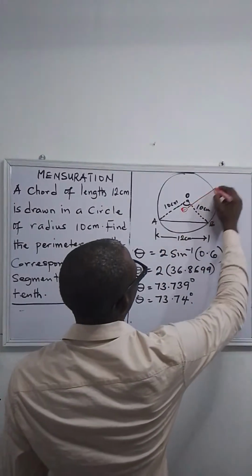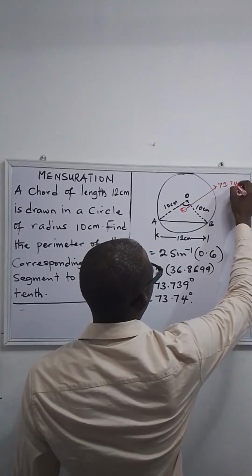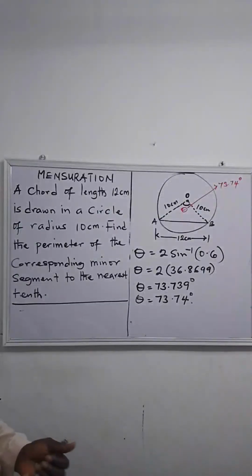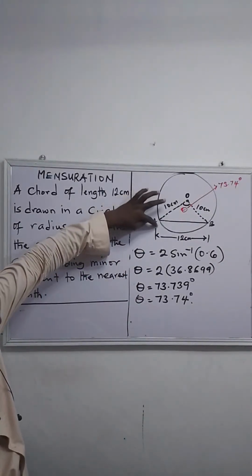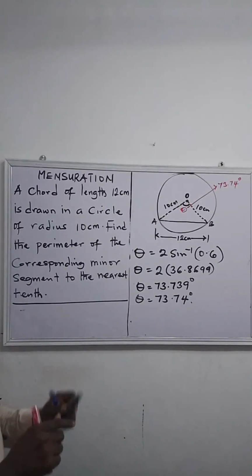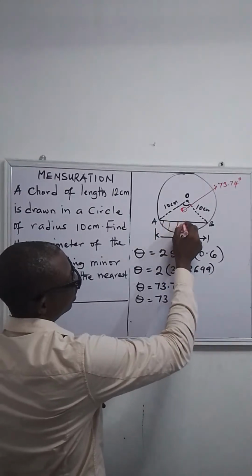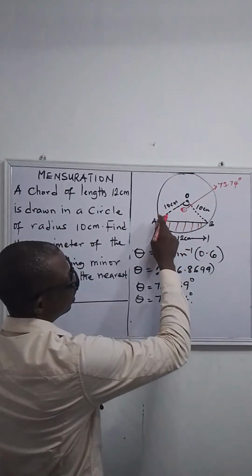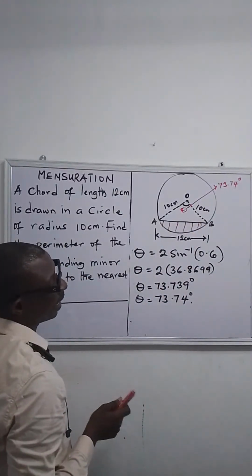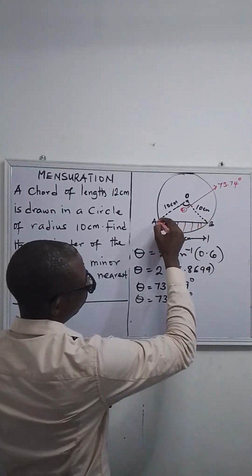is 73.74 degrees. Now, what's the next thing to do? We want to get the length of this arc, because what we want to get is the perimeter of the minor segment. This is the minor segment here. We want to get the perimeter. So we have an arc and a chord. So we already have this AB. So we want to get this.